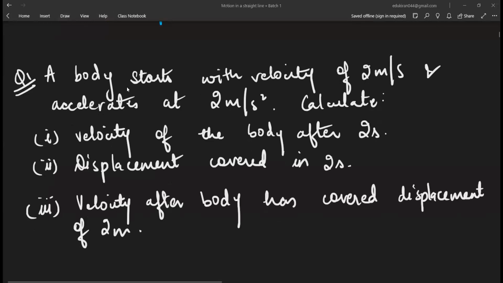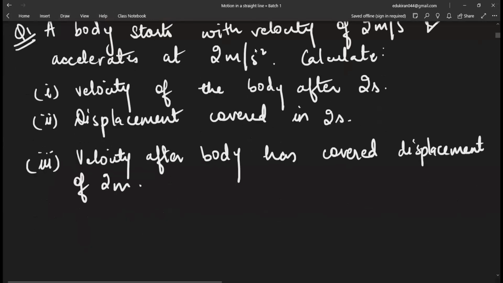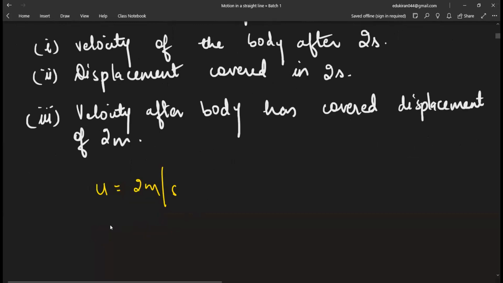Class, this says that a body starts with velocity 2 meter per second. So you have the starting velocity. If the body starts with some velocity, that is u. So u is given as 2 meter per second. And then it says it accelerates at 2 meter per second squared. This is the initial velocity. This is the acceleration. So we have to find out the velocity of the body in the first part.